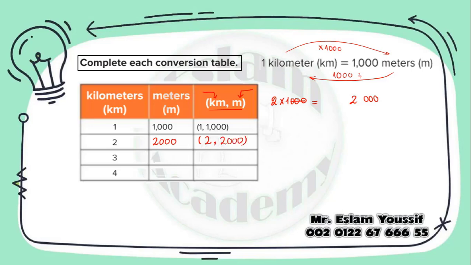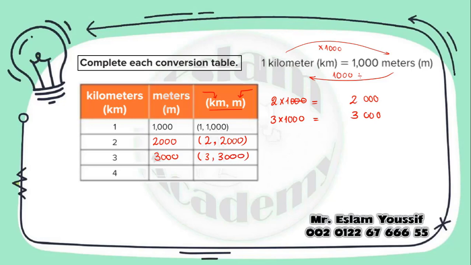Again, one more time. We have 3 kilometers. We need to represent it, so it will be 3 multiplied by 1000. Number 1, put the zeros out. After writing the zeros out, 3 multiplied by 1 will be equal to 3. So we have 3000. Now it will be 3 and 3000, because the first number represents the number of kilometers, and the second one represents the number of meters.